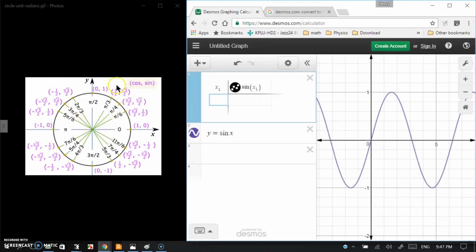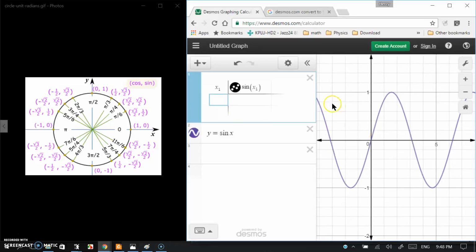So now, on the left-hand side, I have my unit circle with me, and we know that when we talk about sine of any angle, we're looking at the y coordinates, right? So sine of 0 gives me 0, sine of pi over 6 gives me half, sine of pi over 4 gives me root 2 over 2, and so on and so forth.